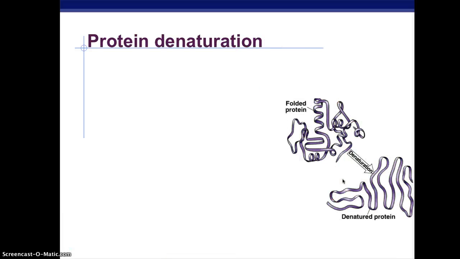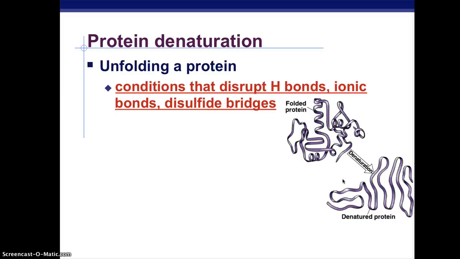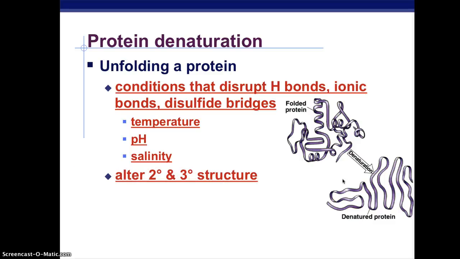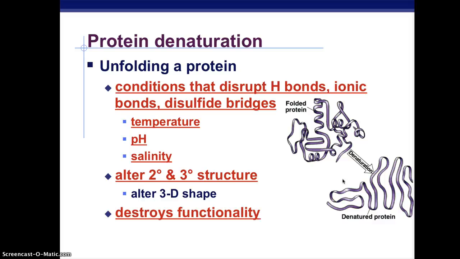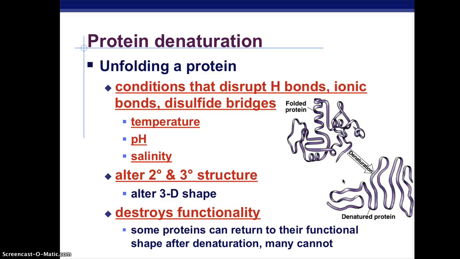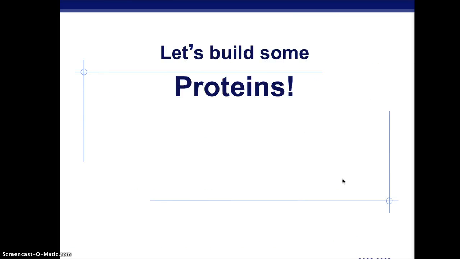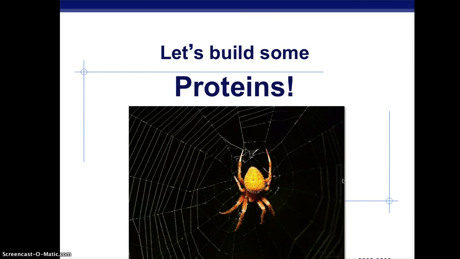So denaturation is the process by which a protein unfolds or loses its shape. By unfolding, the protein will no longer be able to do its job. Denaturation can be caused by changes in temperature, changes in pH, changes in salinity, meaning how much salt is available, and it alters the secondary and tertiary structures of the protein, causing the protein to lose its three-dimensional shape. And if you lose the three-dimensional shape, you lose the function of that protein. And that's all I have to say about proteins.